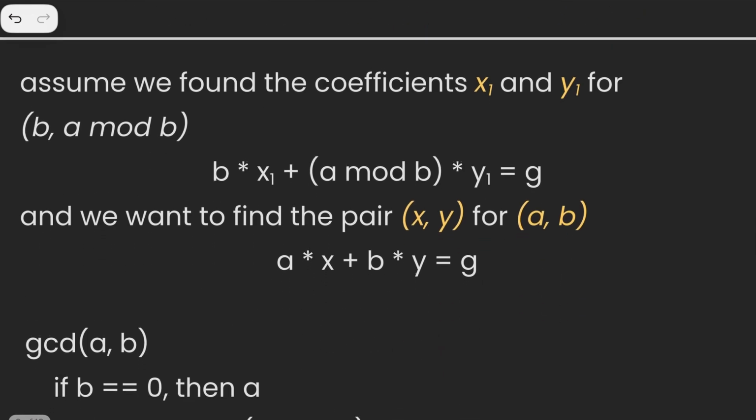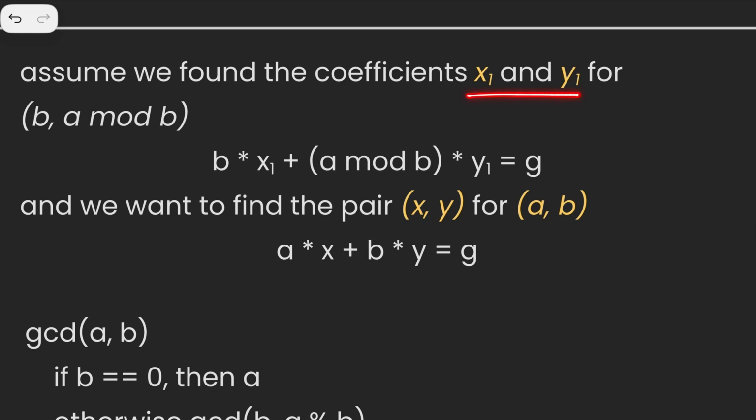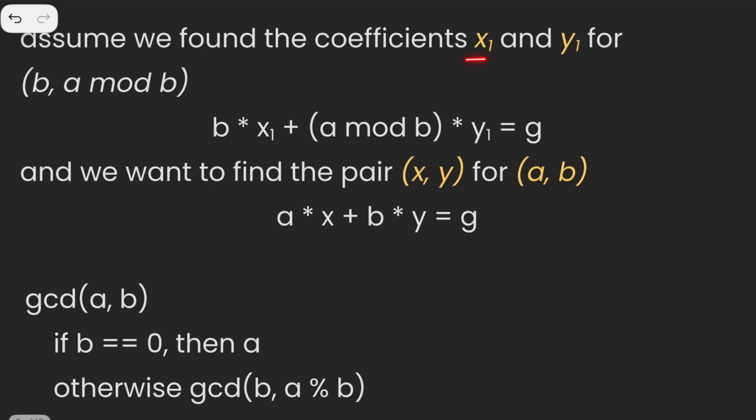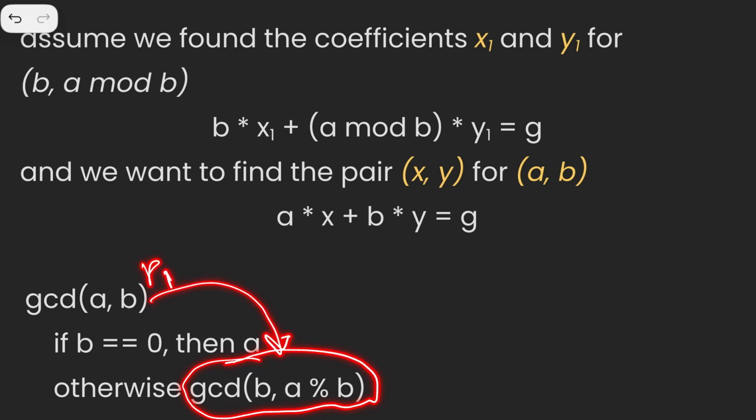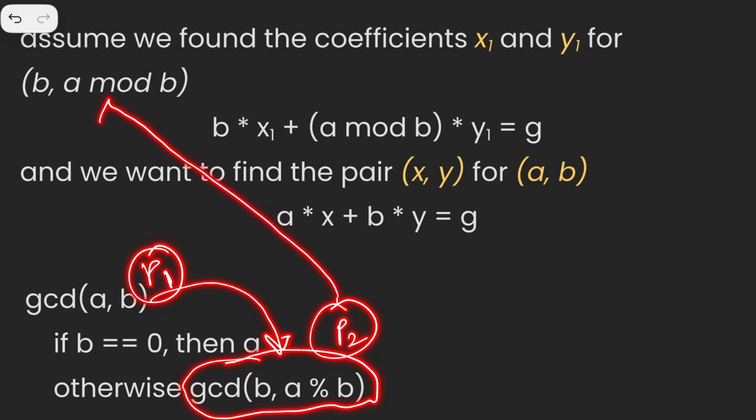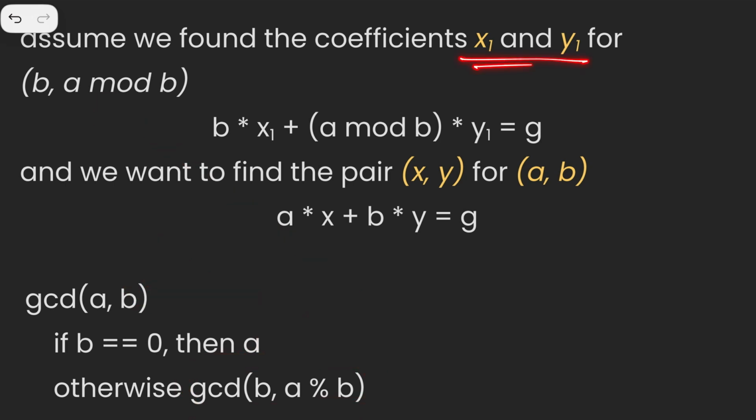So this is the technique that is used to develop the formula. We assume that x1 and y1 are the solution for b and a mod b. Why? Because this is the stage that comes after this. So this is P1 for us, problem 1, and this is problem 2. We do know the solution for problem 2, as we just said. We are assuming it to be x1 and y1. And now the question is, can I compute the solution for a comma b?